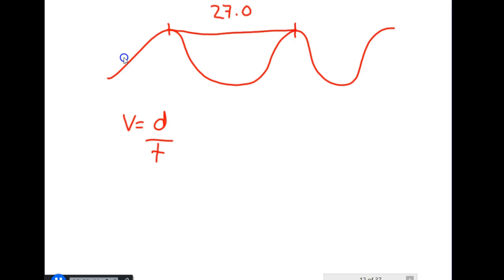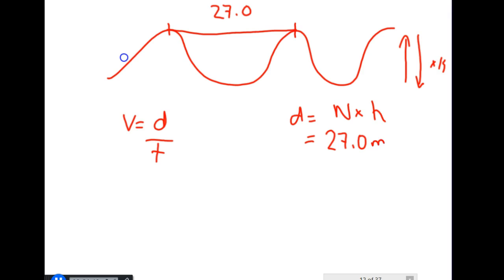Each wave has a wavelength of 27.0 meters. And the wave goes up and down 15 times. You take 27 multiplied by 15. Yep, you do. So that will give you how far that wave moves: 405 meters. So 27.0 meters times 15 cycles, and that wave sequence is going to move 405 meters.